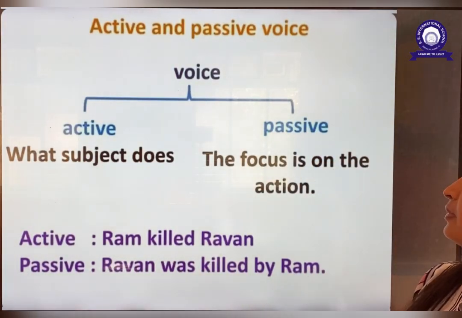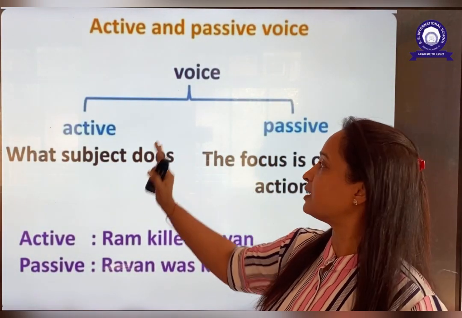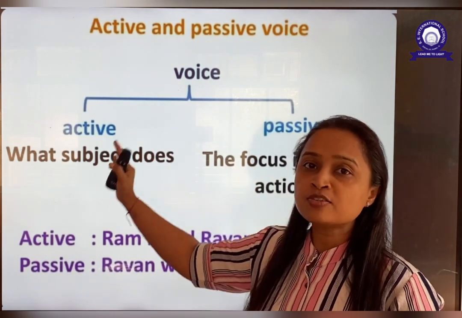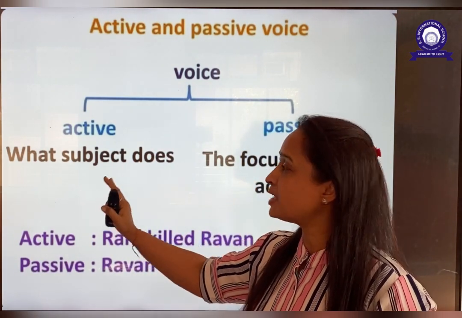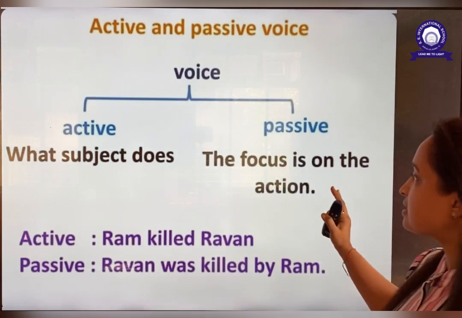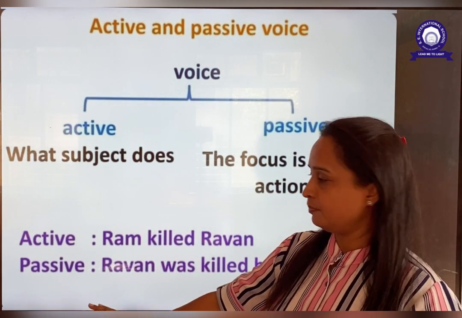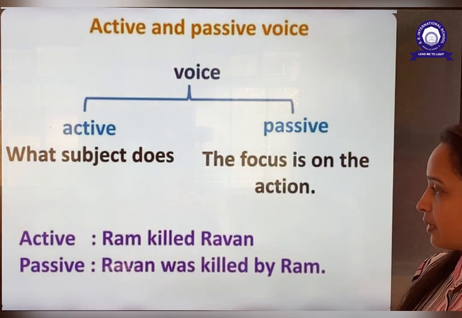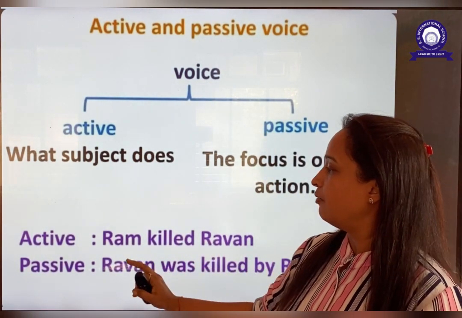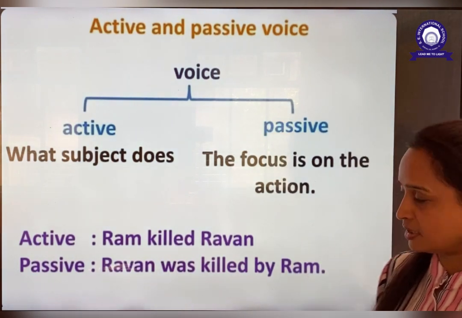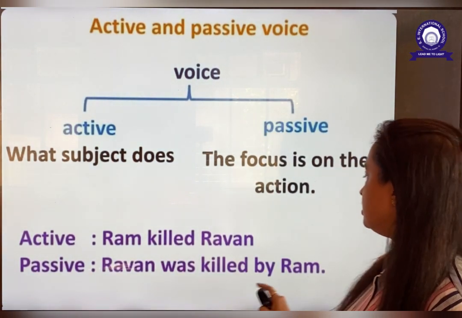Now, as we know that there are two types of voice, active voice and passive voice. So what is active? When the subject does, and passive means the focus is on the action. Let us see an example. Ram killed Ravan. This is active, whereas the passive form of the same sentence becomes Ravan was killed by Ram.